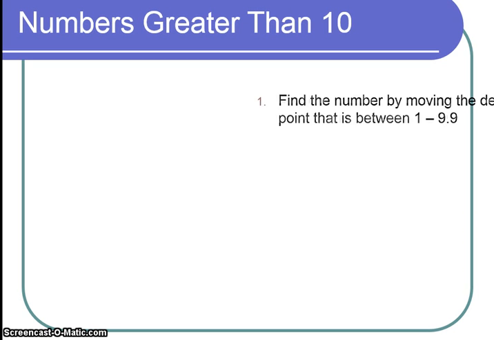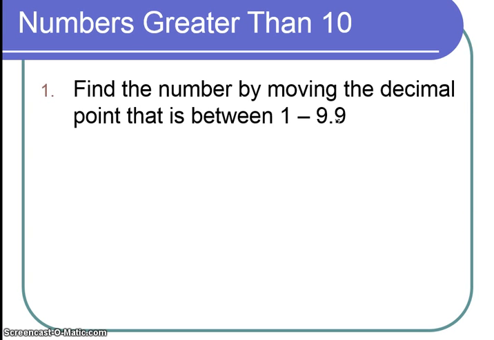Numbers greater than 10. Find the number by moving the decimal point so that it is between 1 and 9.9. So we start here by moving our decimal point. Now, remember, think about large numbers like money. If you were thinking of this as $45 million, 45,300,000, then you know your decimal point will be at the end. But we have to get the decimal back, so our number becomes a number between 1 and 9.9.